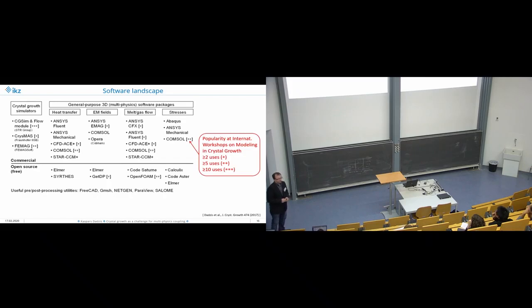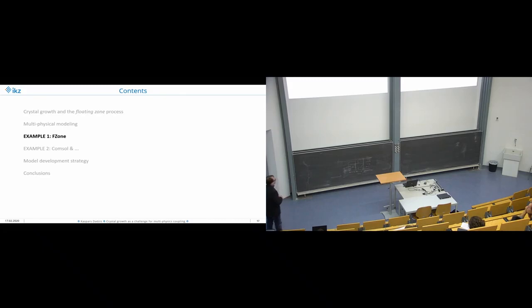There is also a workshop for crystal growth modeling. And when you look at the uses of these software tools, you can see that crystal growth developers use quite a lot of tools. You can see these stars which indicate popularity in many of these cases. But one of the big problems is when you have so many different physical problems, how can you actually couple these models? Because it is not very likely that you will get all the solvers in one of these software packages. And so let me show you two examples of how such a floating zone crystal growth process has been modeled.